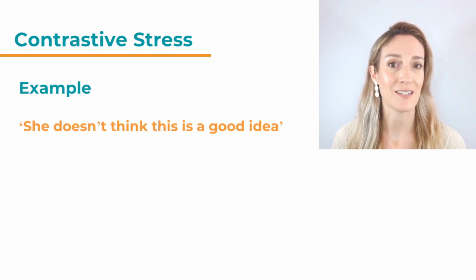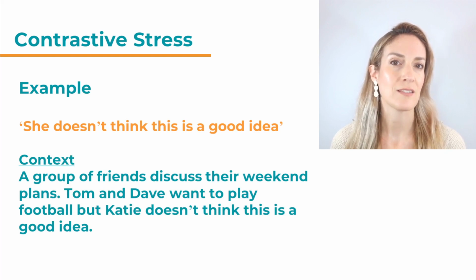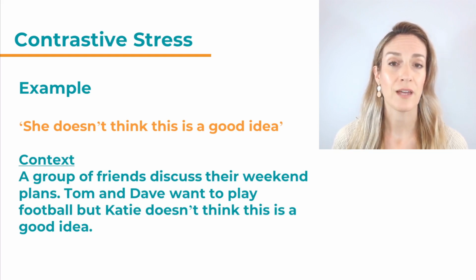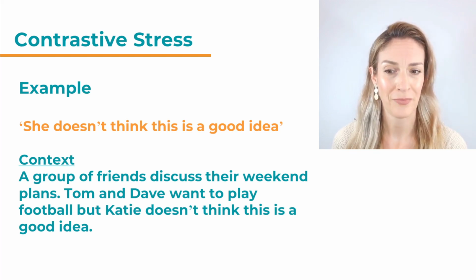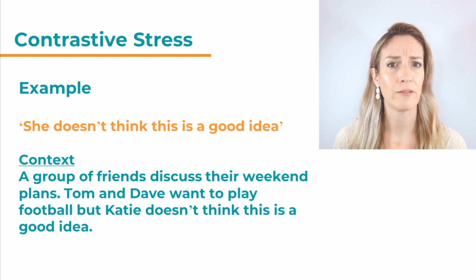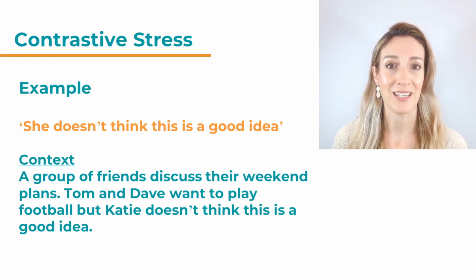Here we have a sentence. She doesn't think this is a good idea. Now we need to have a little bit of context so that the sentence makes more sense. So let's imagine this sentence was said in the following context. It's a group of friends and they discuss their weekend activities or weekend plans. Tom and Dave want to play football, but Katie, one of the friends, she doesn't think this is a good idea. Within this context, this sentence is said. She, and that is Katie, she doesn't think this is a good idea.